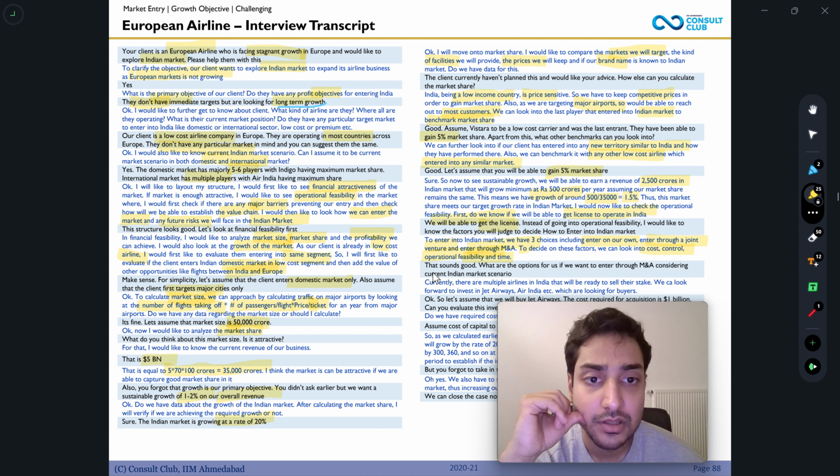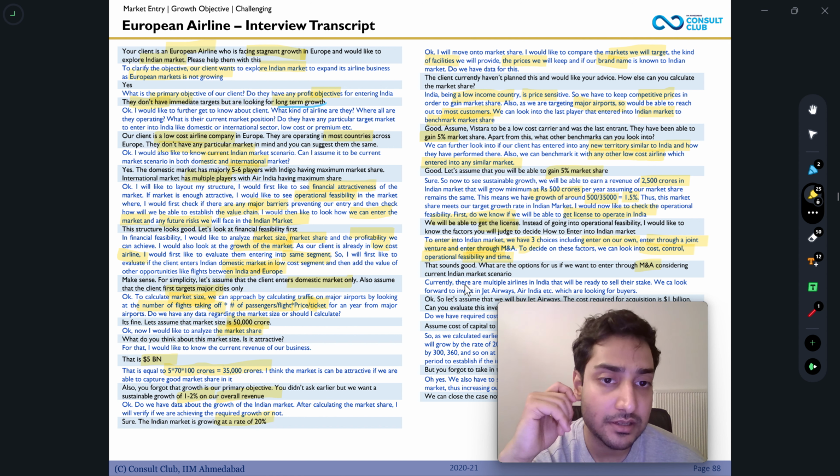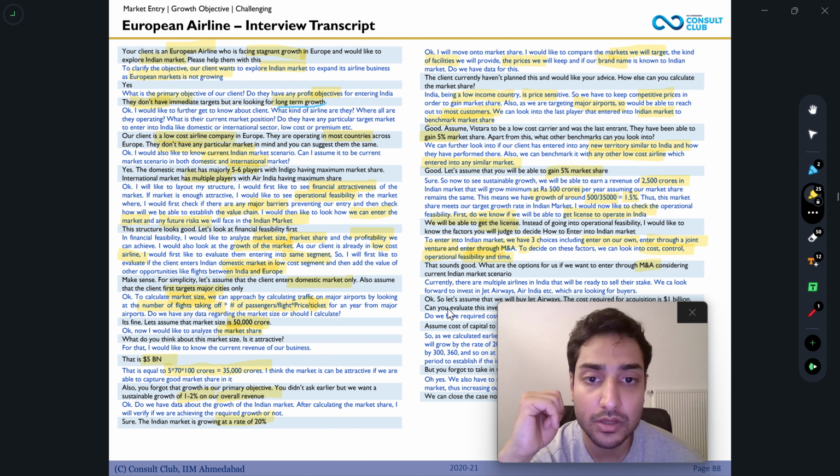That sounds good. What are the options for us if we want to enter through mergers and acquisitions considering Indian market scenarios? Okay, so let's go with M&A. Currently, there are multiple airlines in India that are ready to sell their stake. We can look at investing in Jet Airways, Air India, etc., which are looking for buyers.